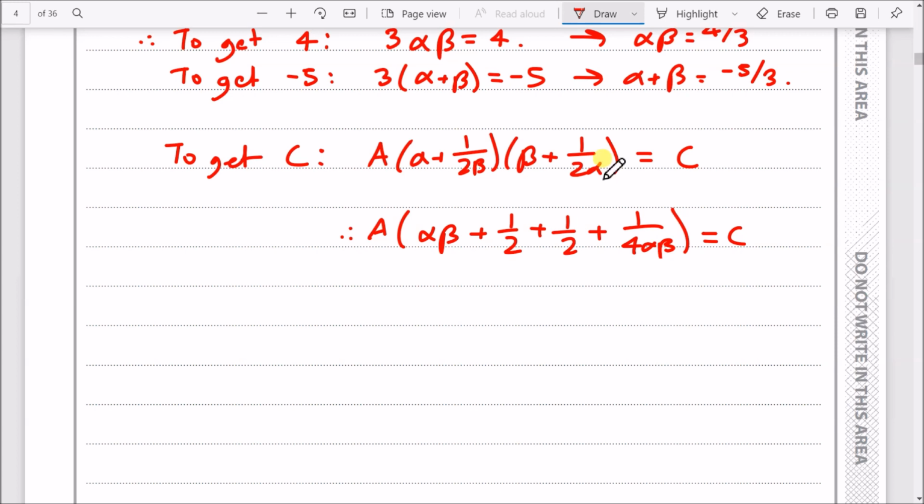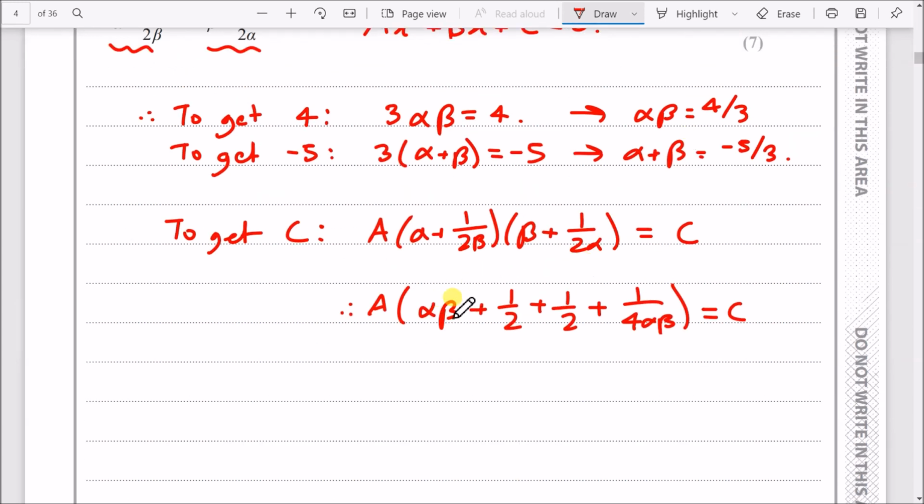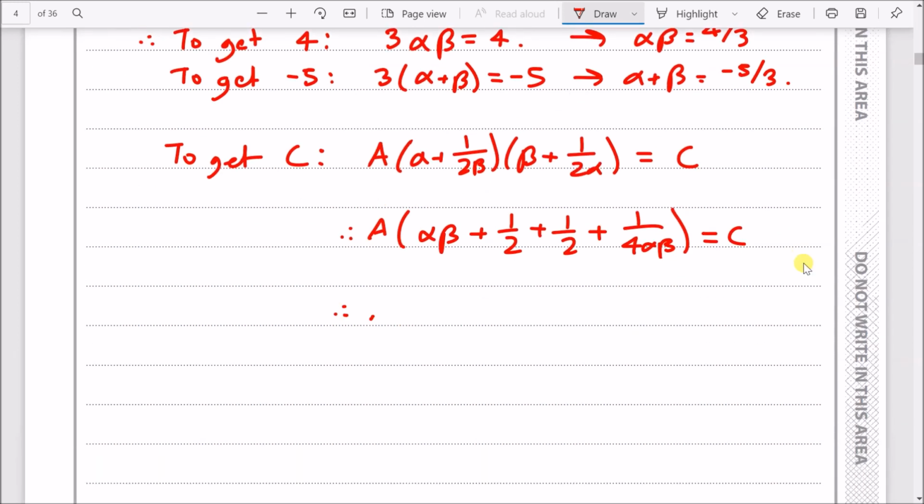Now the good thing here, guys, is that you don't actually need to, again, work out these terms individually. We can use the results from the first part. We know alpha beta equals 4/3. So let's replace this one with 4/3 and that one with 4/3. So now we have A bracket 4/3 plus, well, a half plus a half is 1 whole, plus 1 over 4 times that. So 1 over 4 times 4 over 3. And again, that all equals C.